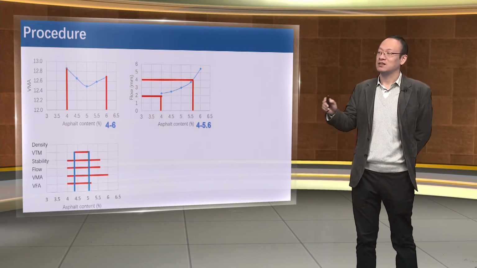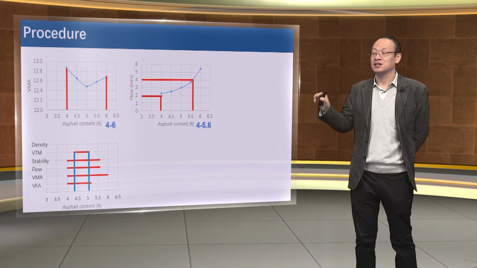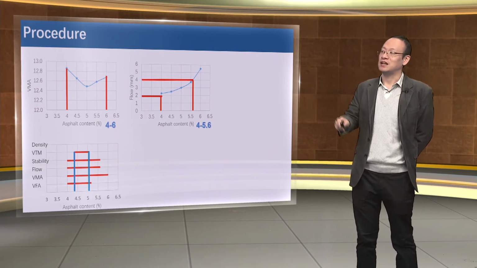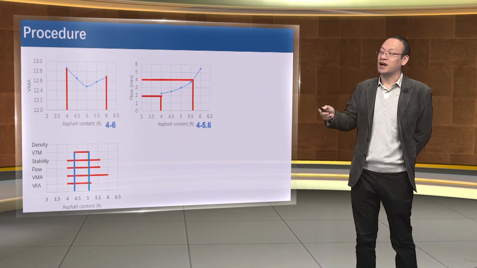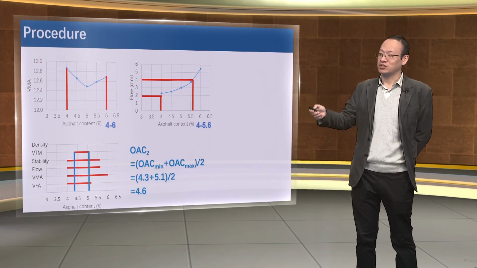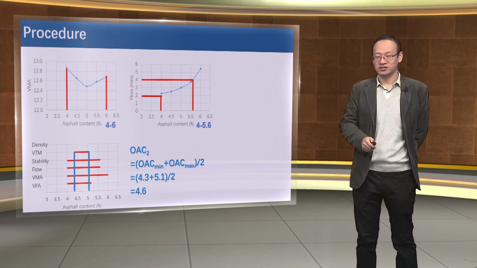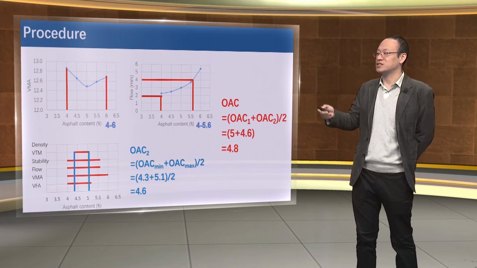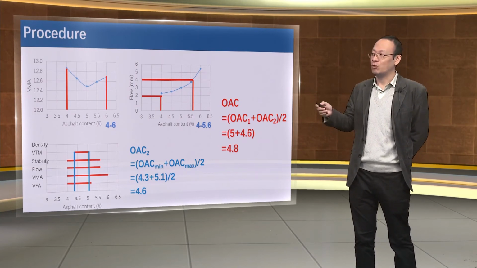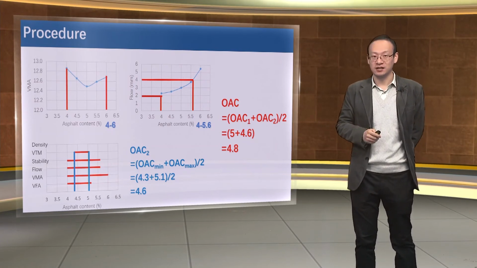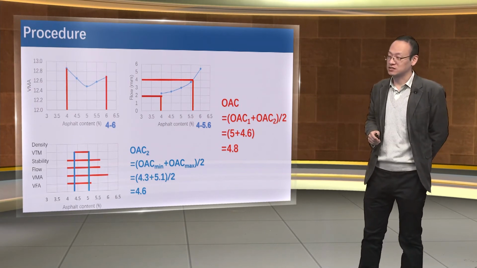If we draw the asphalt content that satisfies each requirement of the characteristics, we would find the chart showing in the left bottom corner. So we find the range of asphalt content that met all the requirements. We take an average. That's 4.6. That's OAC2. And we take an average of OAC1 and OAC2. That's the final OAC, 4.8. That's our determined optimum asphalt content. So that's the end of step 6.